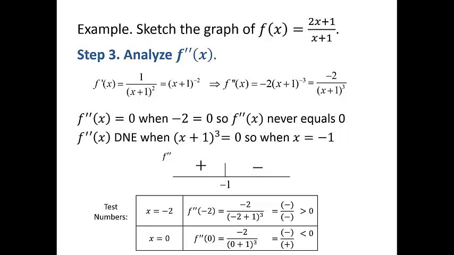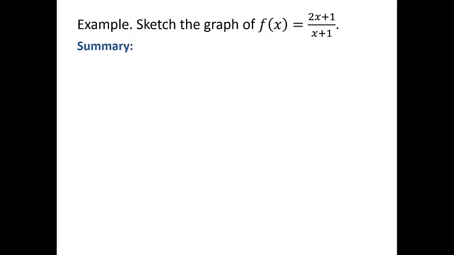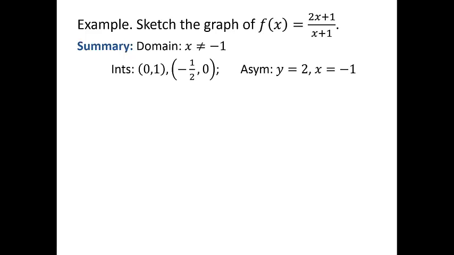Our final step is to sketch the graph of the original function f. Here is a summary of what we found in our first 3 steps. Our domain consists of all x values except for negative 1. We have intercepts at the points (0, 1) and (negative 1/2, 0). We have asymptotes of y equals 2 and x equals negative 1. And here are our sign charts for the first and second derivative.